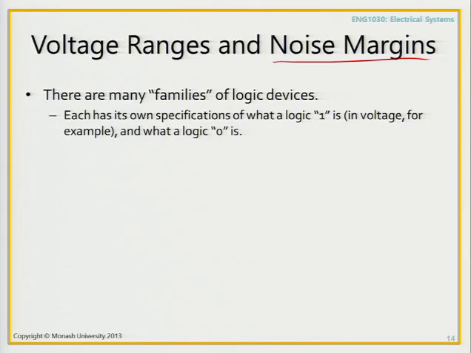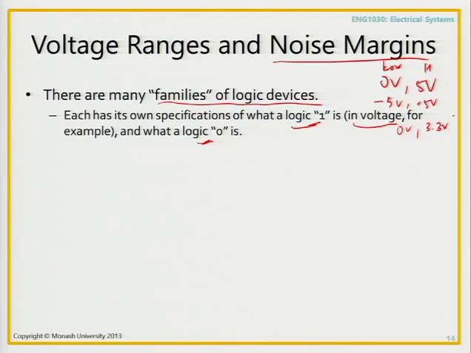With that, there are actually many families of logic devices. By a family of logic device, I mean there are many ways to create types of circuits that can give you the same effect of creating a logic circuit. And each of those ways of creating the devices have their own specifications of what logic 1 and logic 0 is in a particular voltage range. Some might be 0 volts and 5 volts, so that might be low and high. Some might be negative 5 volts and positive 5 volts. Some might be 0 volts and 3.3 volts.